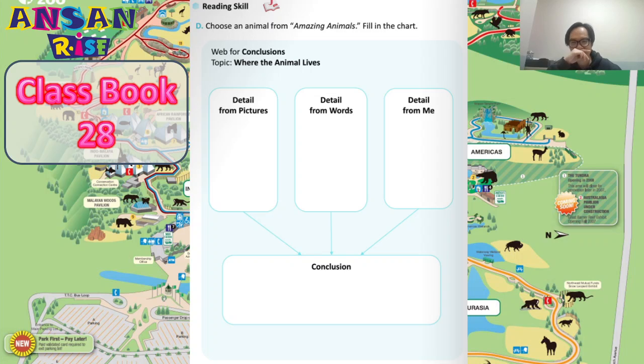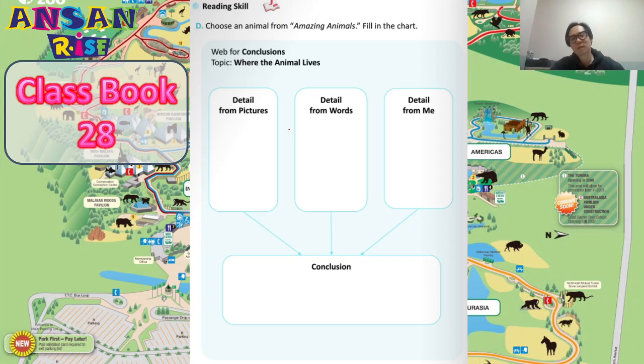Here is page 28, and there's a lot to do here, right? Let's see what it says. It says, choose an animal from amazing animals. Fill in the chart. And remember, a chart is when we use, well, boxes in different shapes to help us to think of what we want to say. So it says in our chart we need to talk about where the animal lives. And it says find a detail from pictures, a detail from words, and a detail from me. Okay, and then we need to find out the conclusion.